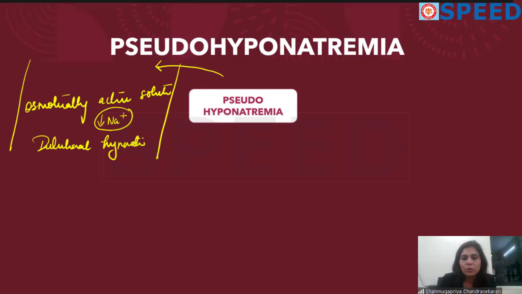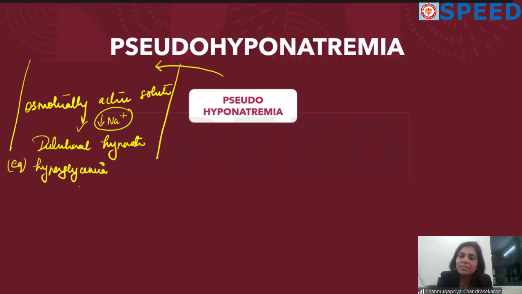Do you understand this? You call this dilutional hyponatremia. The most common cause would be hyperglycemia. So what happens in hyperglycemia? The excess glucose, being osmotically active, attracts water and this dilutes the circulation. That causes a false decrease in sodium.